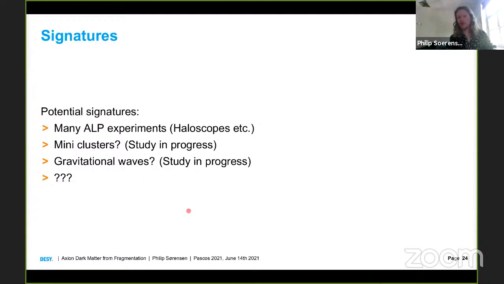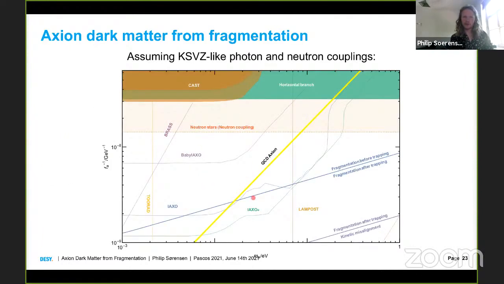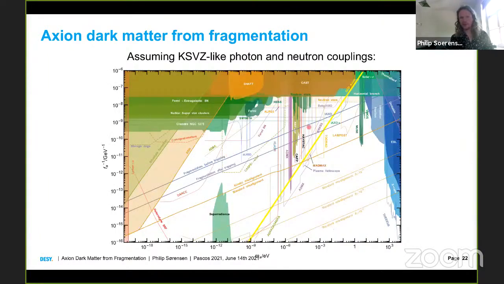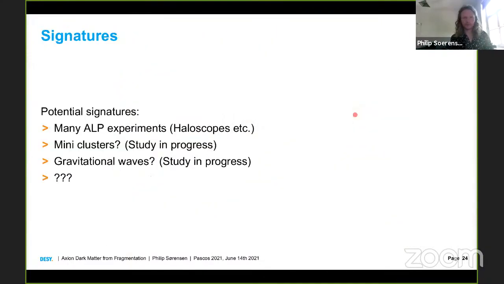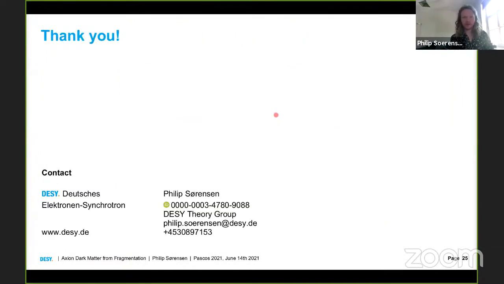And of course, we're still looking for more ways to really distinguish this axion gas from that produced by kinetic misalignment. But as you see, fragmentation can really produce axion dark matter in this testable regime, which hopefully we'll be able to see someday in the future. Okay, I believe that's the 15 minutes of talk. So then, thank you for listening, and I believe we have some time for questions now.